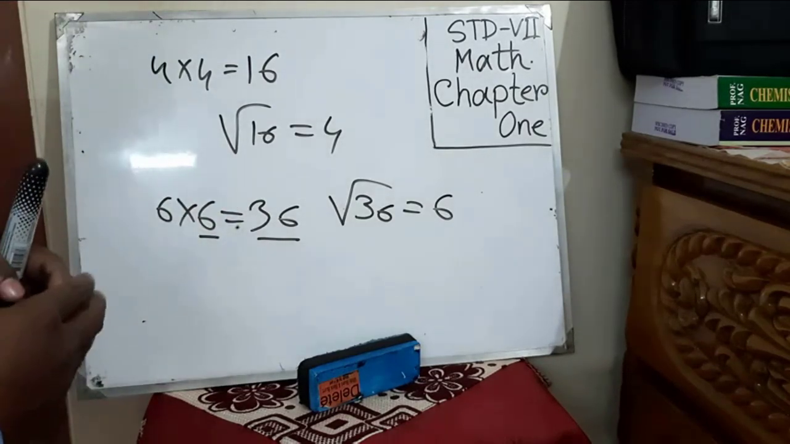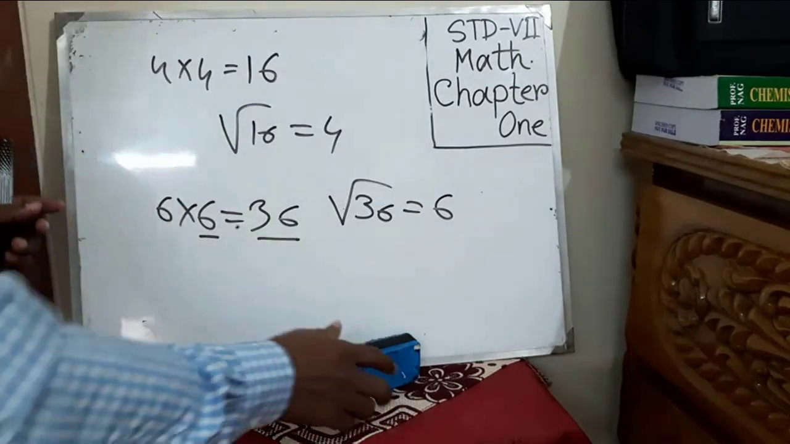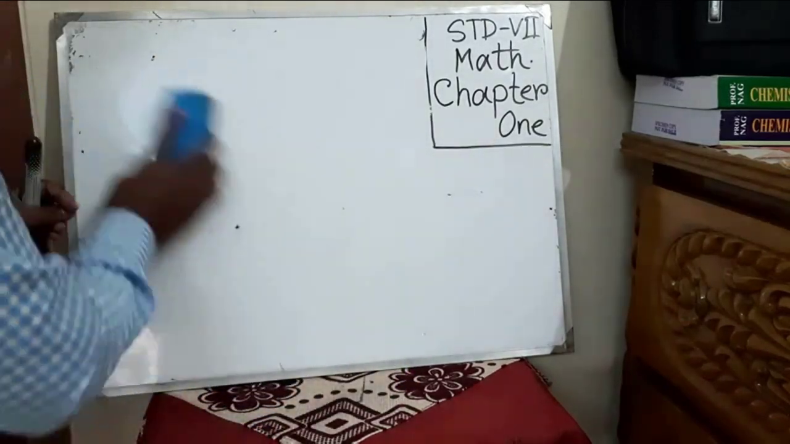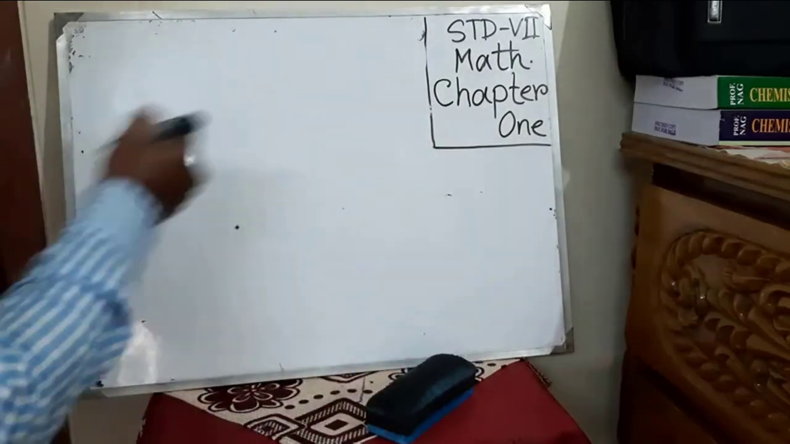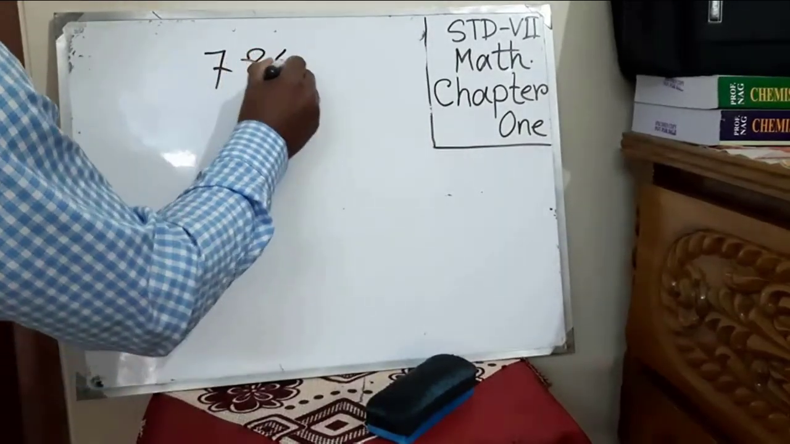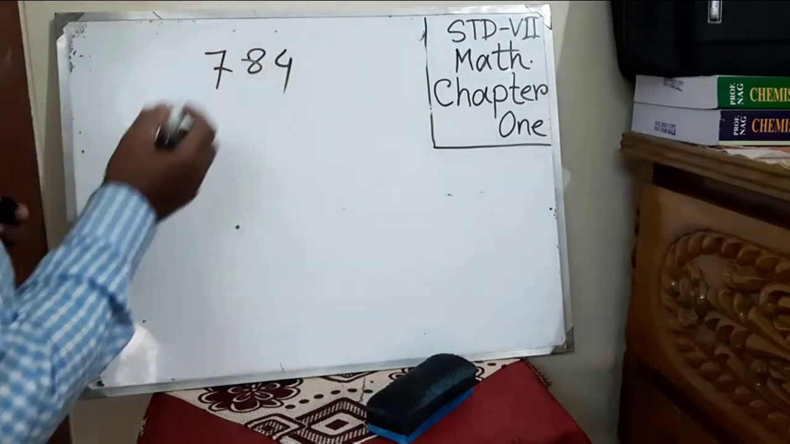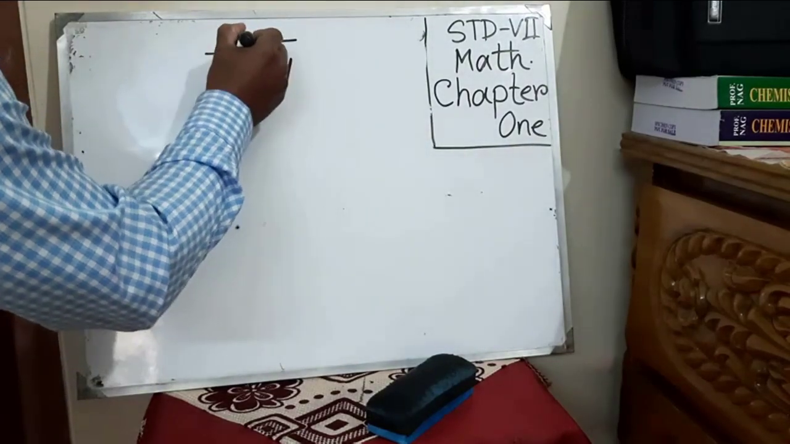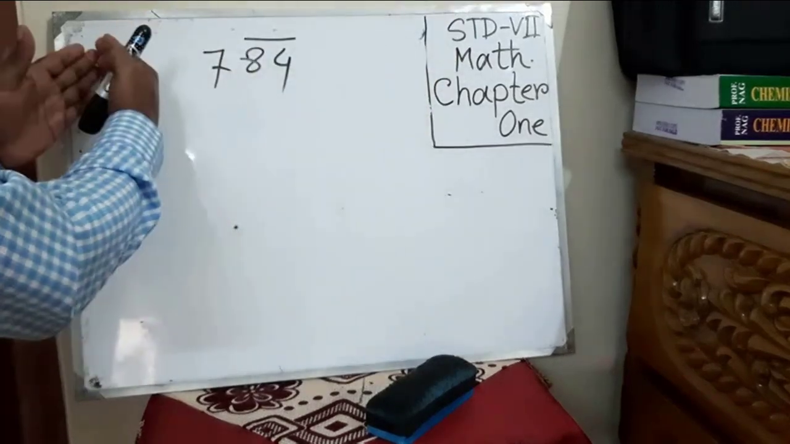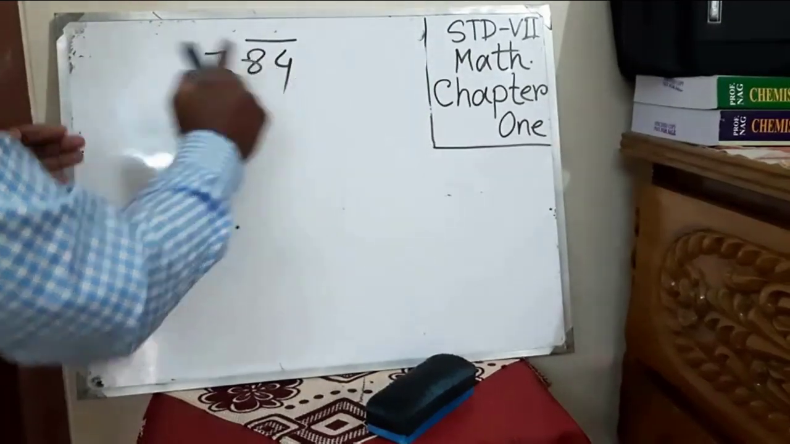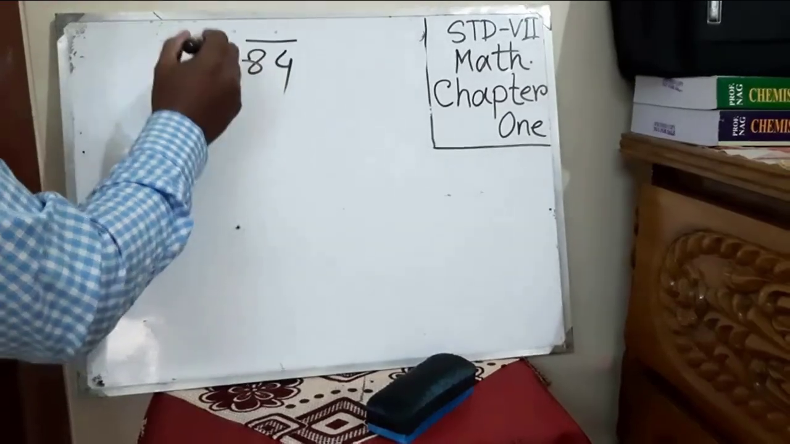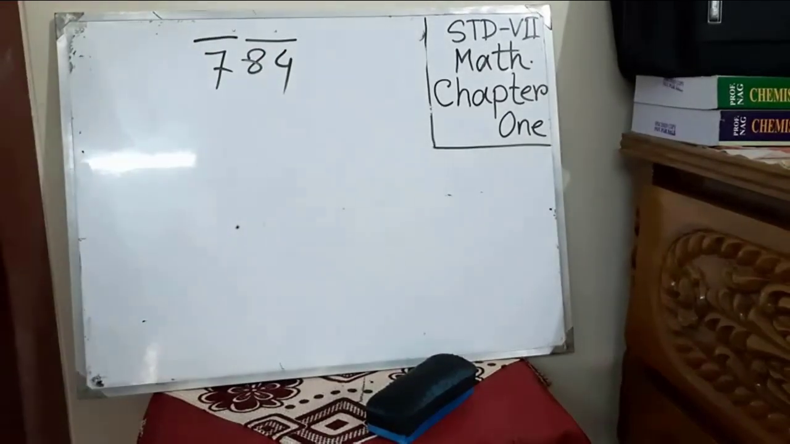But how do we find the square root of a bigger number? Suppose we consider the number 784. We'll find the square root of this number. First of all, what's the first step? You will make pairs of 2 digits from the right side. Look, from the right side, not the left side. 84 is one pair, and there is another digit left, this is 7. You will put a line above the digit.